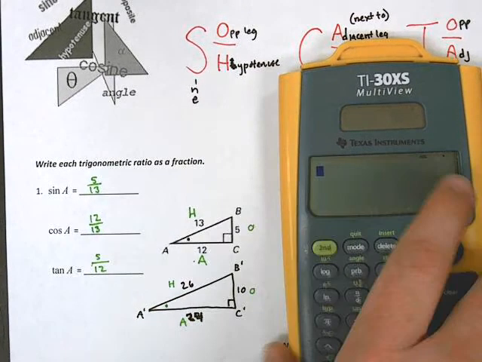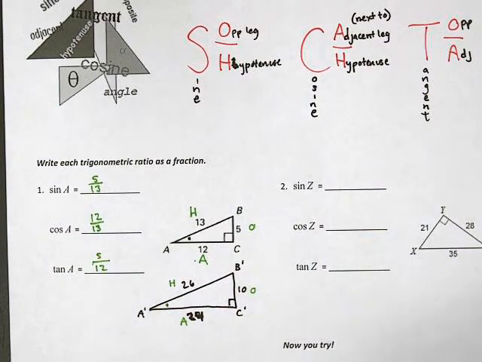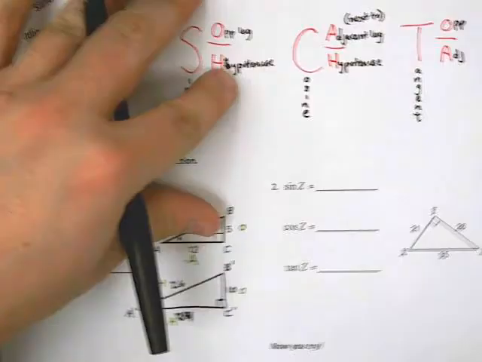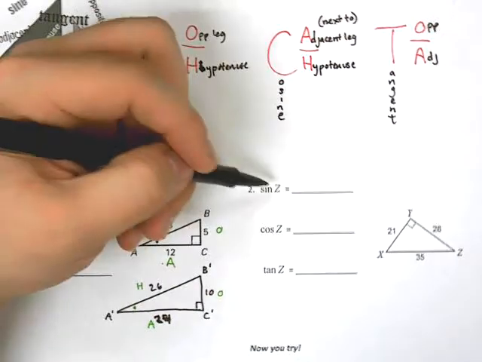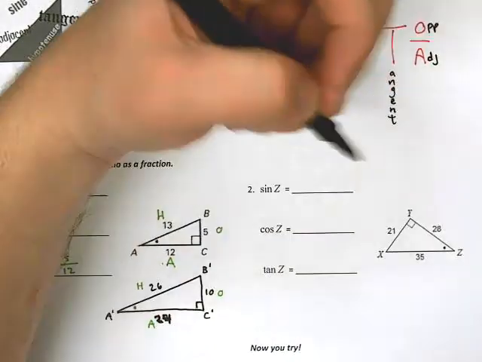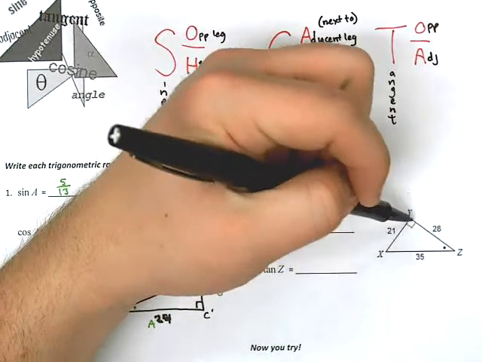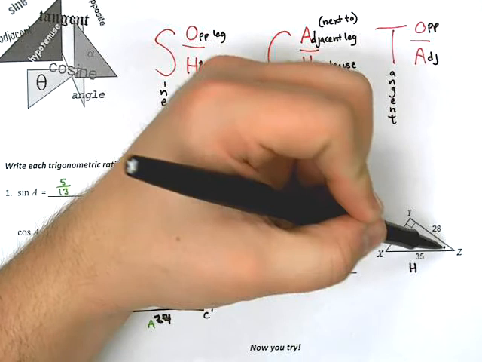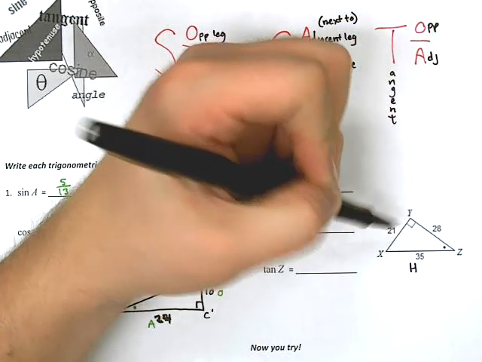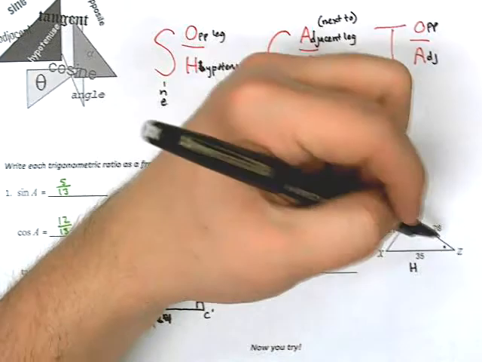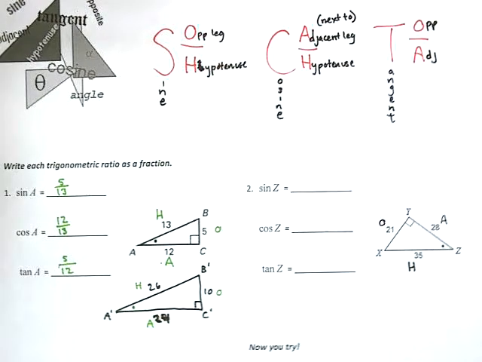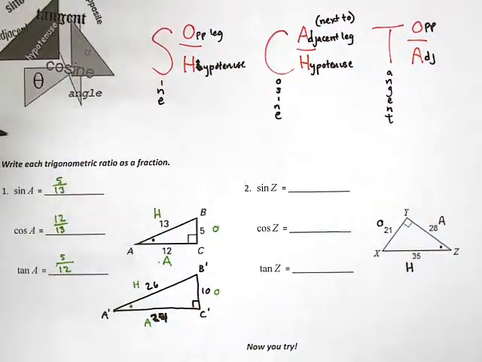Whoop, wrong button. Okay. So let's finish up a couple of these, and then we'll have one more thing to do, and then we'll call it a day. All right. So let's take a look at number 2. Same concept. We're working off angle Z, so I'm going to mark angle Z, and then of course I can mark up my triangle. Across from the right angle is my hypotenuse. The leg across from Z will be my O for opposite, and the leg next to it will be the adjacent. So now I know that I can write all of these ratios.